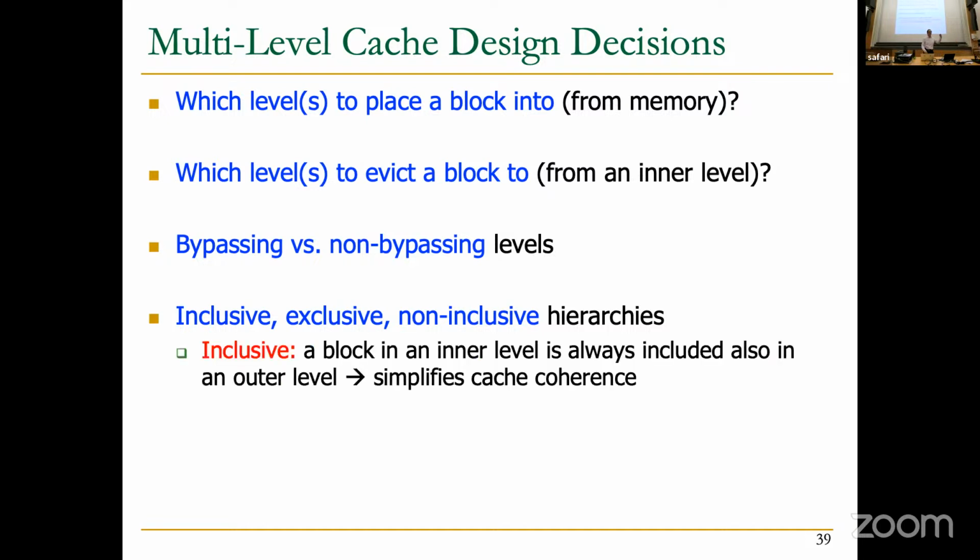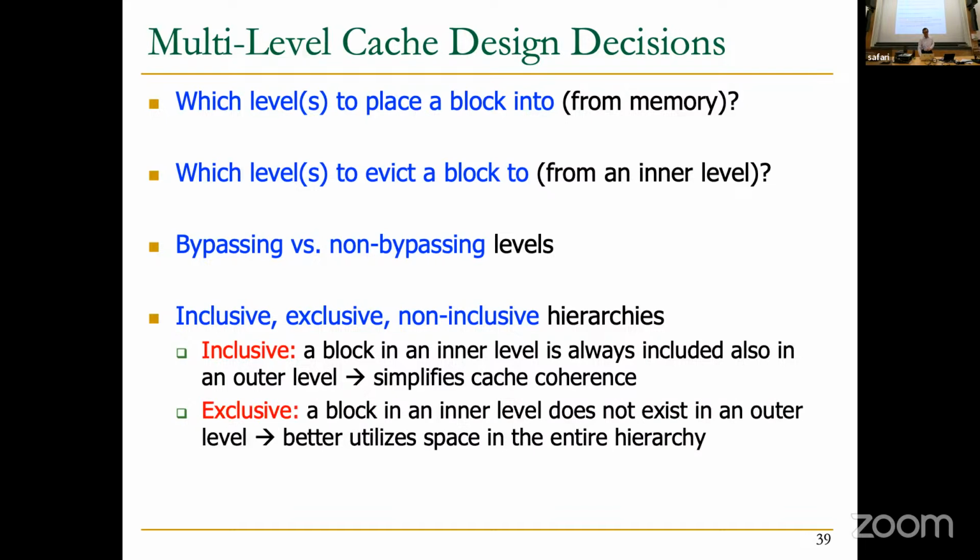Inclusive means a block in an inner level is always included also in an outer level. So basically, the contents of L1 is included in L2. The contents of L2 is included in L3. Essentially, these are inclusive. And this simplifies cache coherence, actually, which we're not going to go into. Exclusive means that a block in an inner level does not exist in an outer level. So this is strictly exclusive.